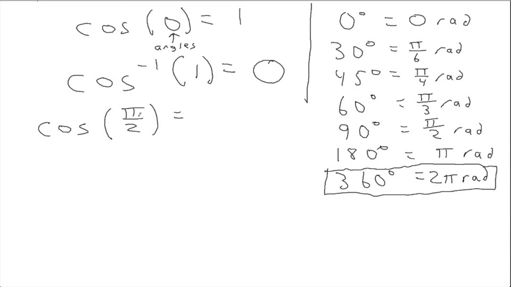You might have already seen some problems that use pi. So how would you calculate the cosine of pi over 2? 0. Good. How did you figure that out? In your calculator? Okay, good. So that would give us this.